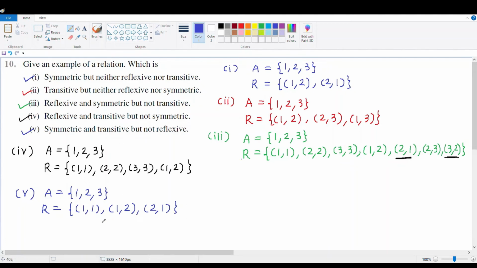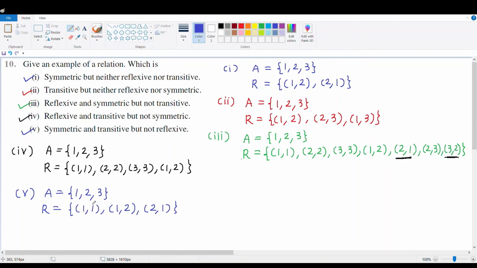Now transitive. These both have 1, 1 in common, so we must have 1, 2, which we already have. Now these two have 2, 2 in common, that means we must have 1, 1 in here, which we already have. So this is transitive as well. And it is not reflexive.